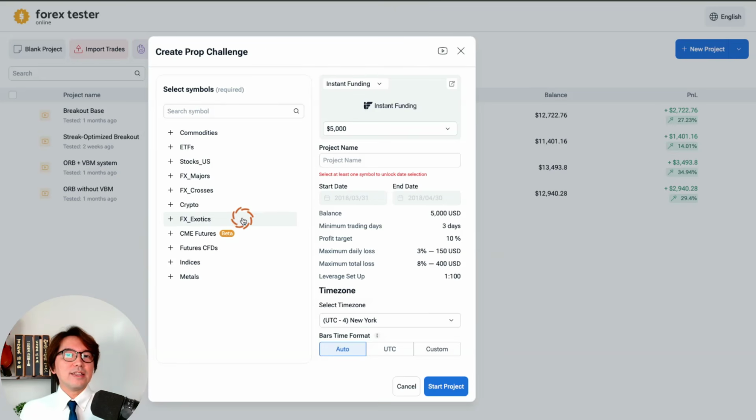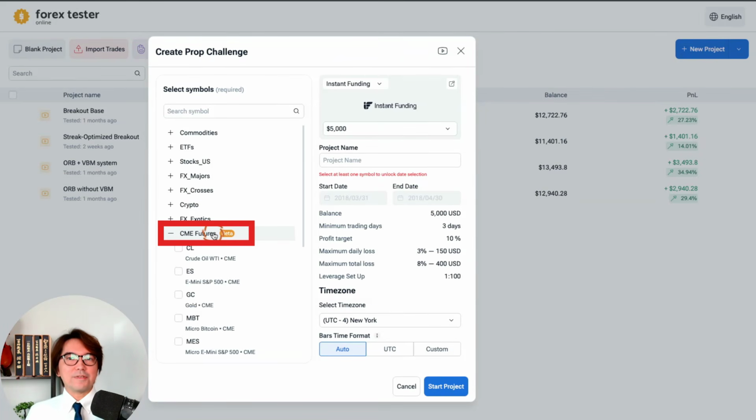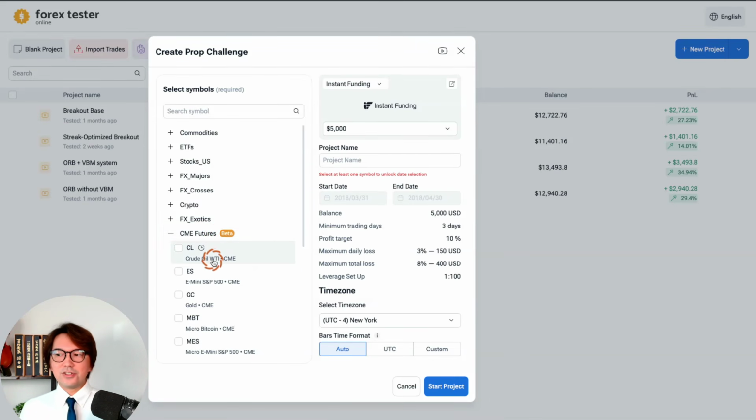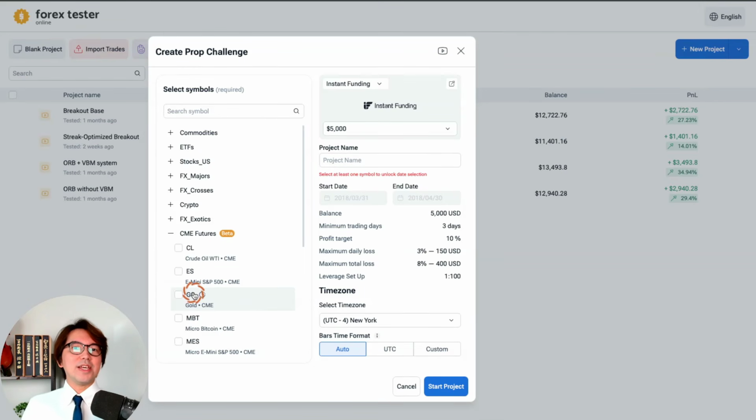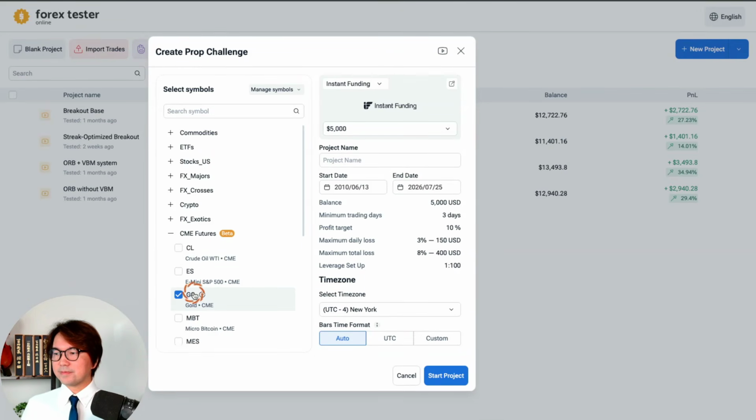Next is selecting the instrument to trade. In our previous test, we chose FX majors, but this time we will select the CME futures, which is newly added. This is the data from the Chicago Mercantile Exchange. Let's choose GC, which is the gold CME data from the list over here.